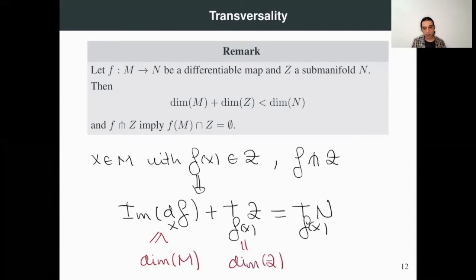And so if the dimension of M plus the dimension of C is smaller than the dimension of N, what we get is that the dimension of this sum is smaller than the dimension of this tangent space, which cannot happen if they are equal. So we get a contradiction. So that means that this situation over here never happens. And so if F is transversal to C, in particular, the image of F and C are disjoint.